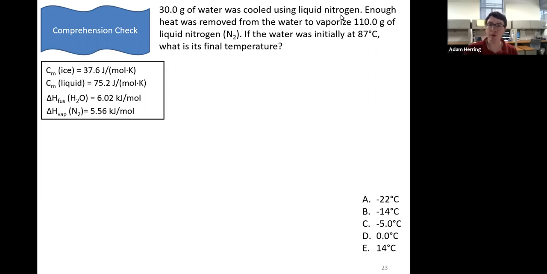My recommendation when you're solving questions that involve transfer of heat is that you use a heating curve to represent the process that's occurring. So let's do that here. For nitrogen, it says that we're vaporizing it. So if we're vaporizing it, then we're going from the liquid phase to the gas phase. And we have 110 grams.